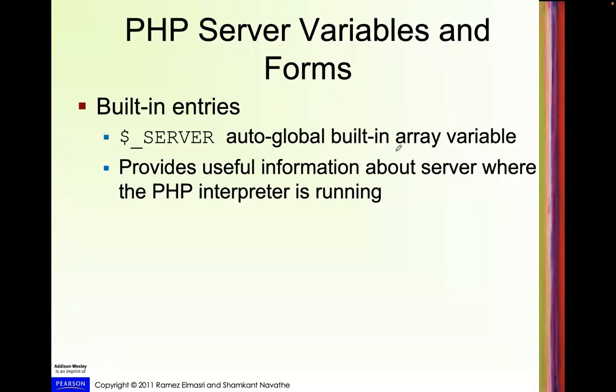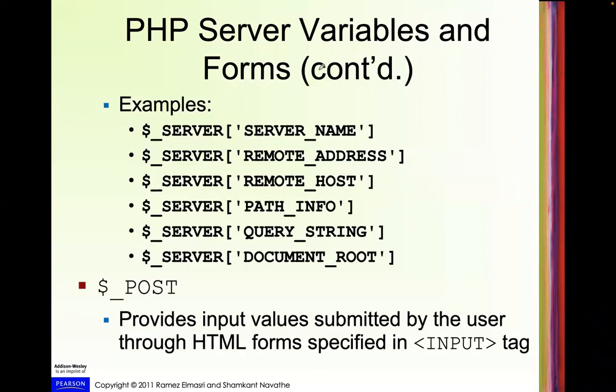There are some built-in entries. Post is one built-in global array variable, and server is another auto global built-in array variable, and it provides useful information about the server where the PHP interpreter is running. So where your PHP is located, the information of the server, you can find using this server array. And these are the keys of this array, and you can find the value of each key using the name of the key.